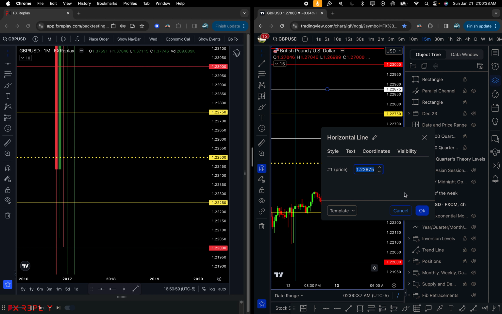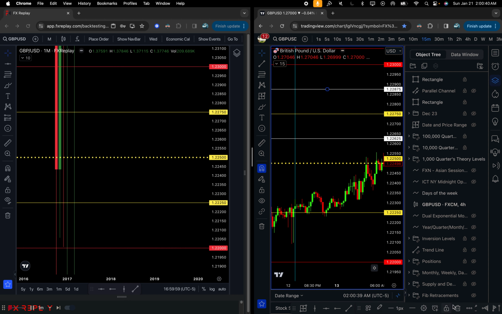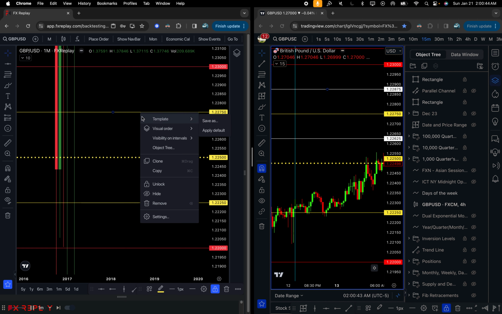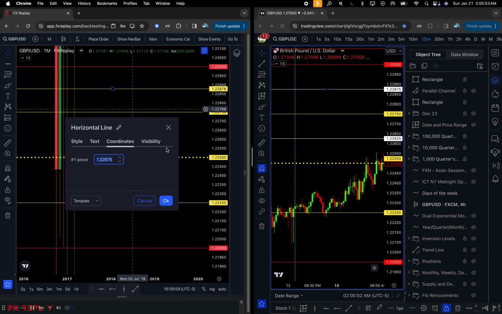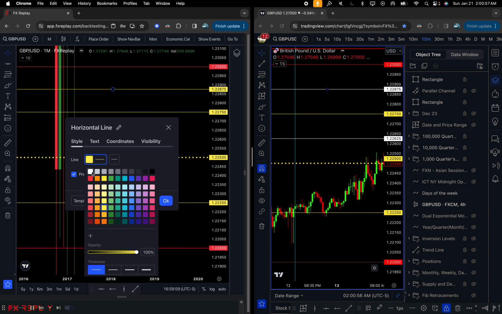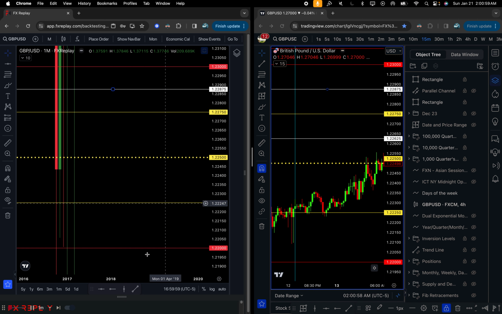Okay. So what we can do is lock this in, and we can come over here. And since right now the default is, okay, no, that's it. But yeah, we just want to make that white, right? Lock that in. So that's going to be that one.